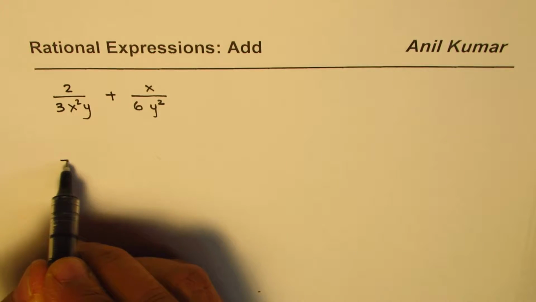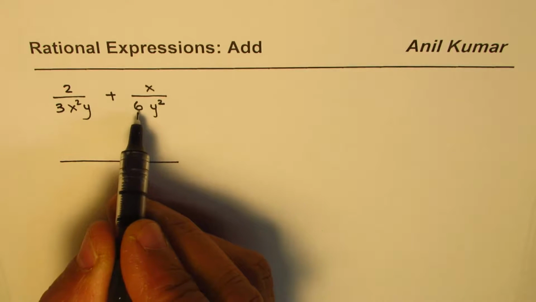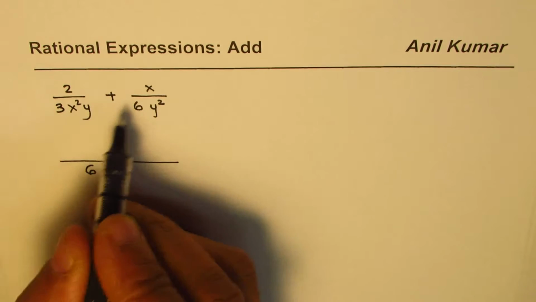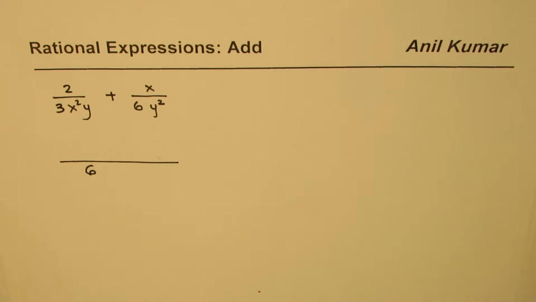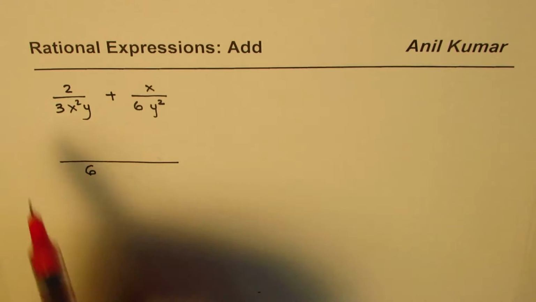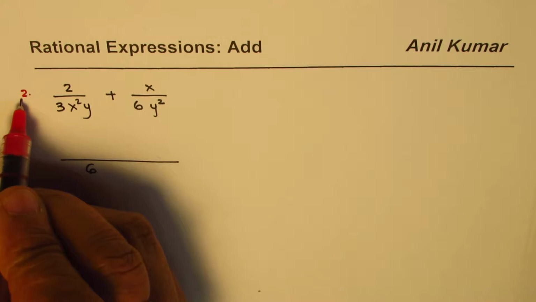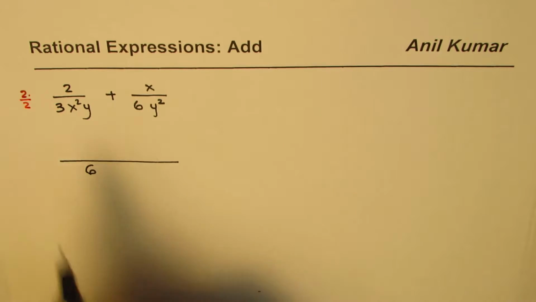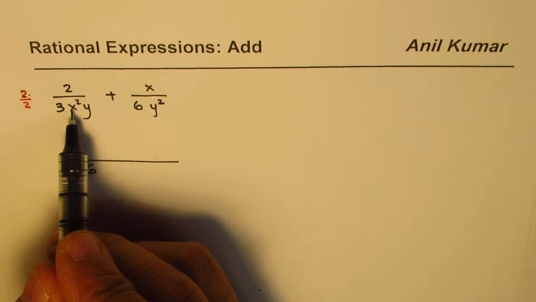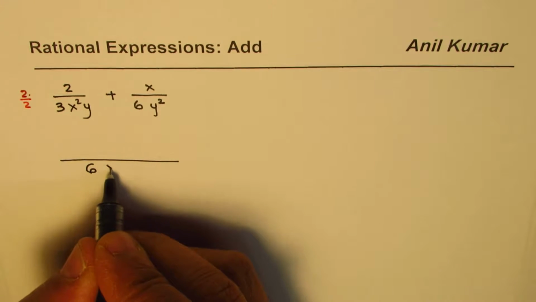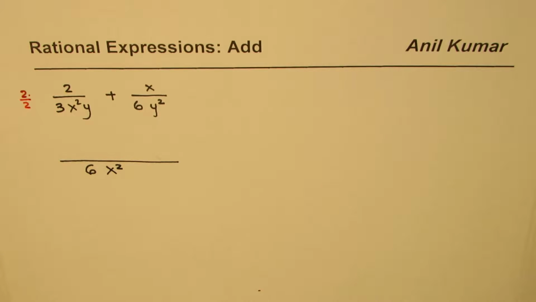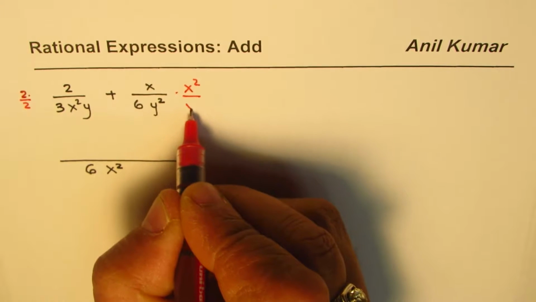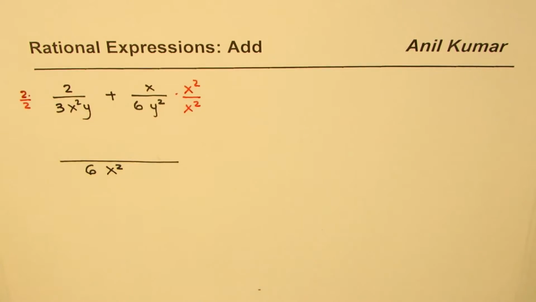Well, the common denominator could be, as far as the numbers goes, 6 is common to both, right? So multiple of 3 times 2. So to make 6, what should we do? We should multiply the first expression by 2, right? We should multiply both numerator and denominator by 2, then we get 6. Now, x squared is in the first term but not in the second term. So x squared should be in the common denominator. To get x squared, we have to multiply the second expression by x squared and divide by the same so that we don't really change it.